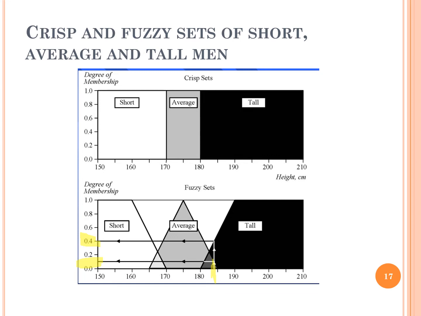Okay, we don't have that in the crisp set. In crisp set, we only have 0 or 1. Sorry, at 184, it is considered as tall. Okay, so in short, if we look for 184, short is 0. It is not in degree of membership for a short fuzzy set.